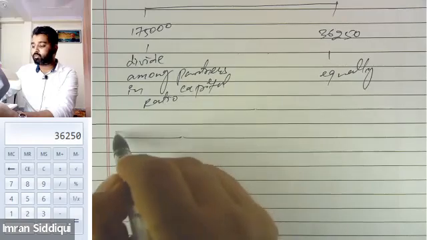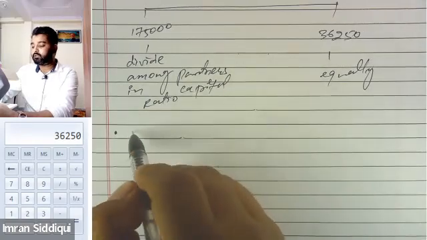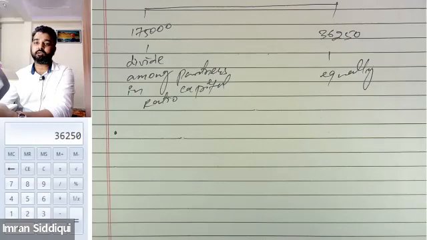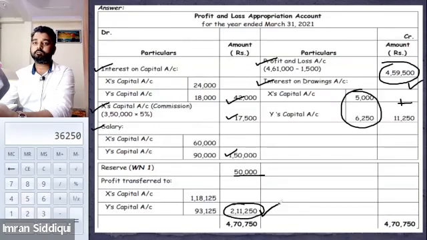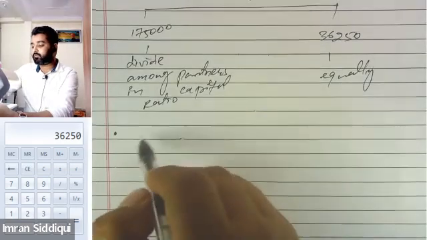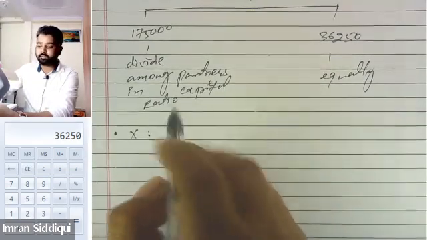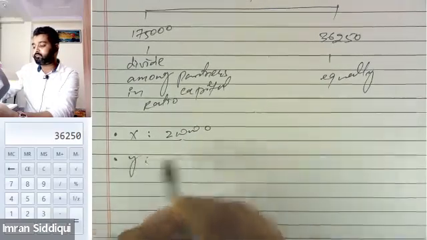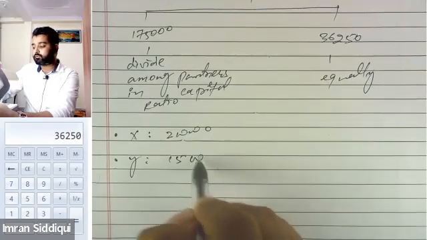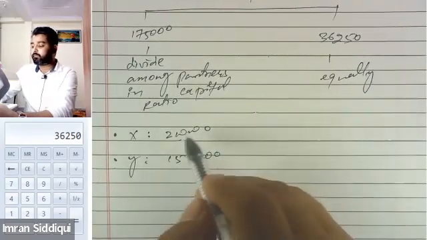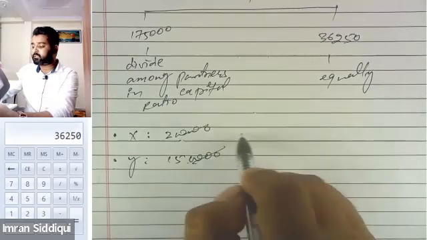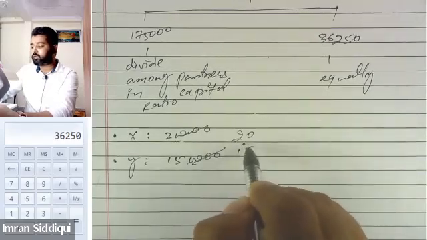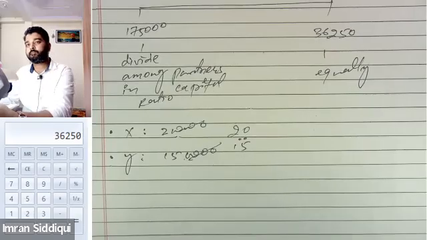Now the question arises, sir, what is the capital ratio of the partners? See, who were the partners? Mr. X and Y. X and Y were partners. X has contributed capital as 2 lakh and Y has contributed 1,50,000. So can we say that their capital ratio is 20:15? Will it be correct or not? Yes, we can say that.